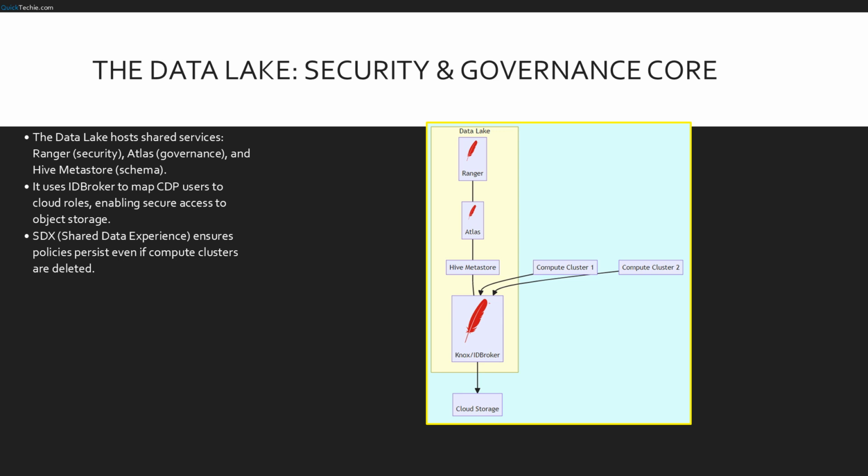Inside the data lake box, we see the persistent services: Ranger, Atlas, Metastore, and Knox/ID Broker. Outside the box are transient compute clusters. They connect to the data lake to authorize users and get metadata. ID Broker then mediates their access to the underlying cloud storage, ensuring consistent governance across all workloads.